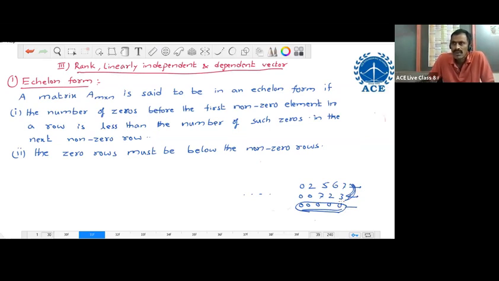We can have more than one zero row. If we have any number of zero rows, all the zero rows must be below the non-zero rows, or all the zero rows must be bottom rows of the matrix only. It is the other condition. If these conditions satisfy, we can say matrix is in echelon form. If it is in echelon form, we write the rank by taking the number of non-zero rows in the echelon form. Using these two non-zero rows, we can write the number of non-zero rows as rank of the matrix only.